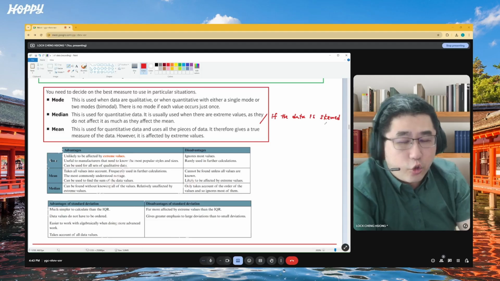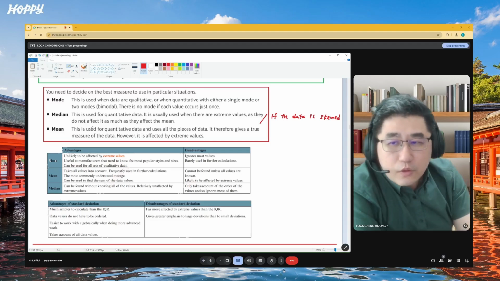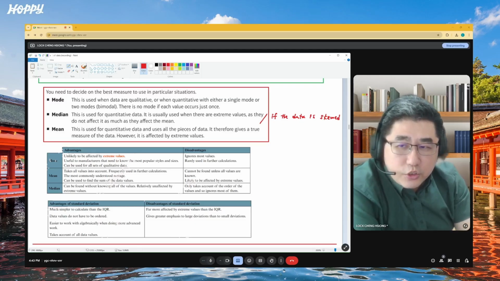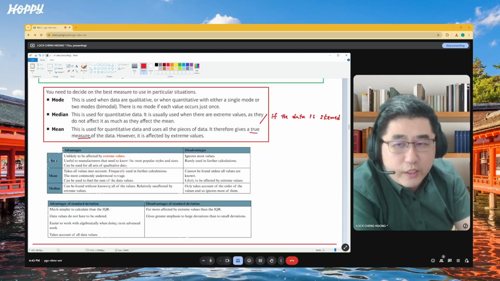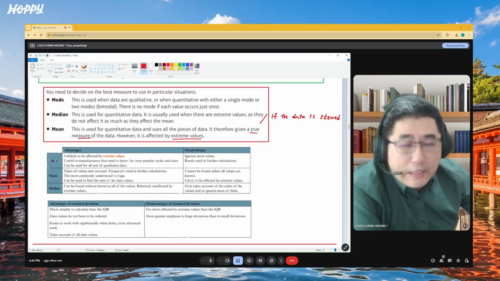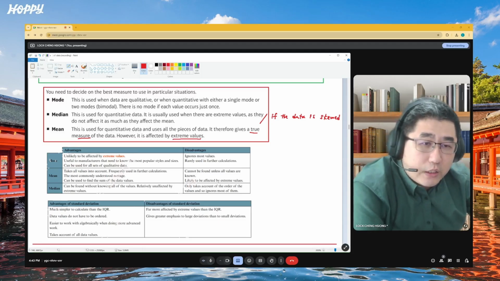Okay, it means it only tends to one side. So the third one, mean, is used for quantitative data and uses all the pieces of data. It therefore gives us a true measure of the data. However, it's affected by the extreme values, just like earlier I mentioned about the math score of class A and class B.